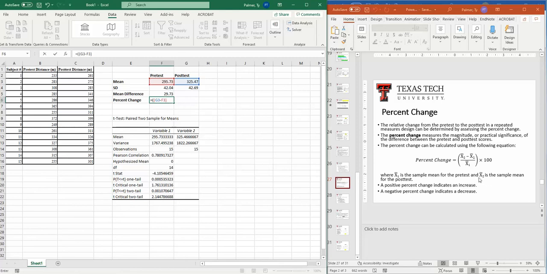And then next, remember this right here, expressed as a fraction, just means divided by. And so on my keyboard, I'm going to hit that slash button here, which represents divided by. And again, we're dividing by the pretest mean again. So divided by the pretest mean. So again, I'm going to select that cell with the pretest mean. Then I'm going to hit shift, and I'm going to do another close parentheses.